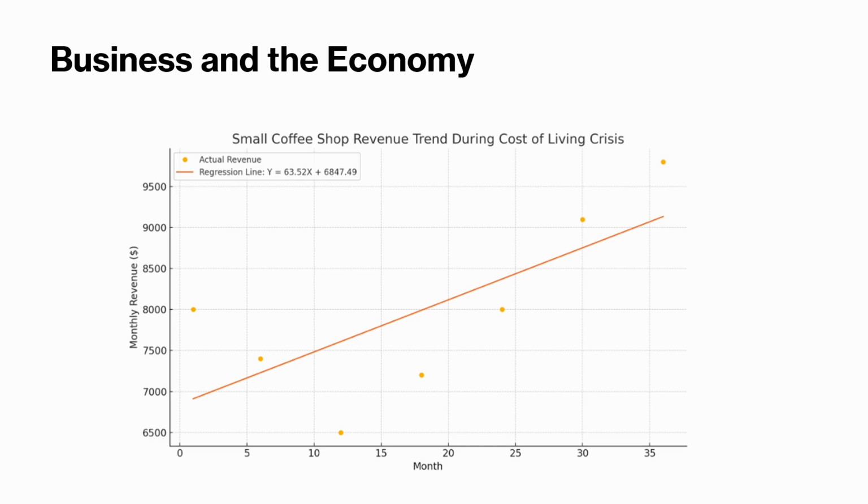Initially, revenue declined as consumers cut back on non-essential spending, but the upward trend captured by the regression line indicates that the coffee shop adapted its strategies, possibly through pricing adjustments, loyalty programs, or more affordable menu options. This trend helps the business forecast future revenue, assess the effectiveness of its responses, and make informed decisions about resource allocation, pricing, and marketing. By using data to guide planning, the business can better align with consumer behavior during economic hardship, ensuring sustainability and resilience in a volatile market environment.